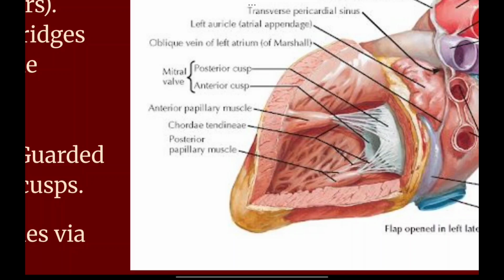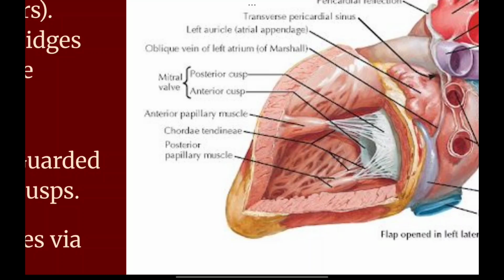The ridges you can see inside are ridges of the muscles, and there is a small opening between the left ventricle and the left atrium, which is called the atrioventricular valve. This valve is guarded by the bicuspid valve, which can also be called the mitral valve. It prevents the blood backflow from the left ventricle into the left atrium. So there is a posterior cusp and an anterior cusp.